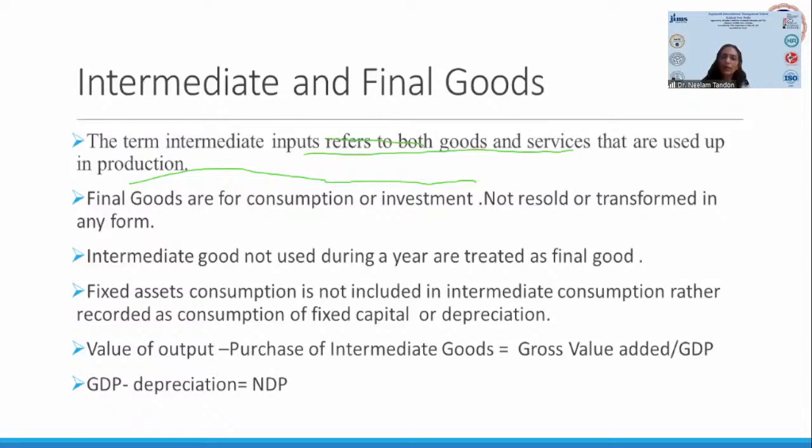But when you go for inter-country comparisons and quarter-wise comparisons, then it is better to go for GDP. This is how it is practiced in the world market also. I hope it is clear.